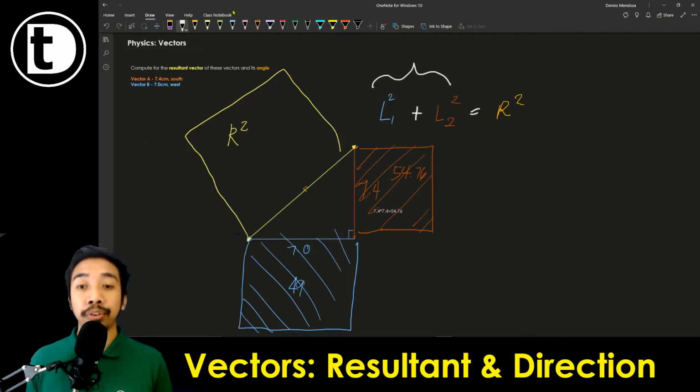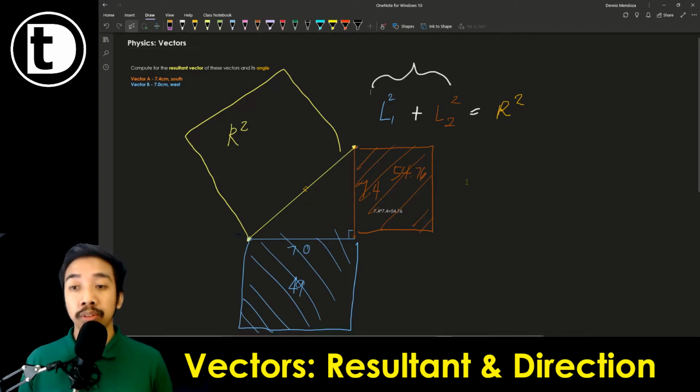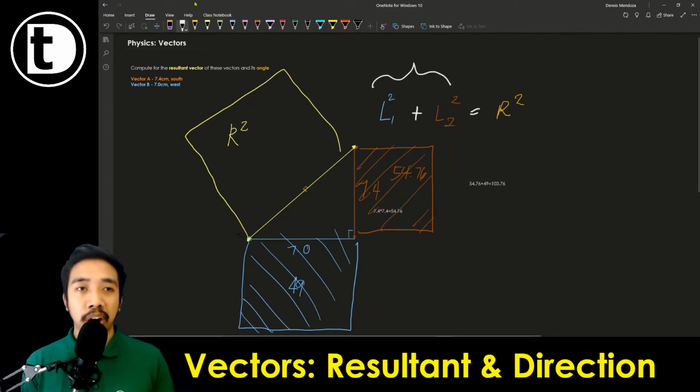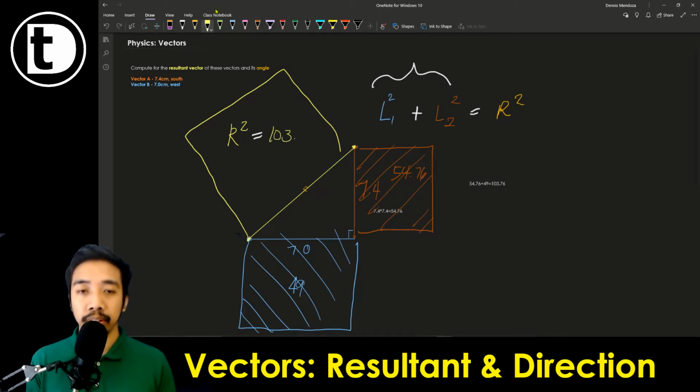So what is the sum of 54.76 at saka 49? So once again, we can use the magic of our OneNote. So let's type it. 54.76 plus our 49 here equals, hit spacebar, and boom shakalaka. So R squared daw is equals to 103.76. So, ang kailangan natin talaga yung R.